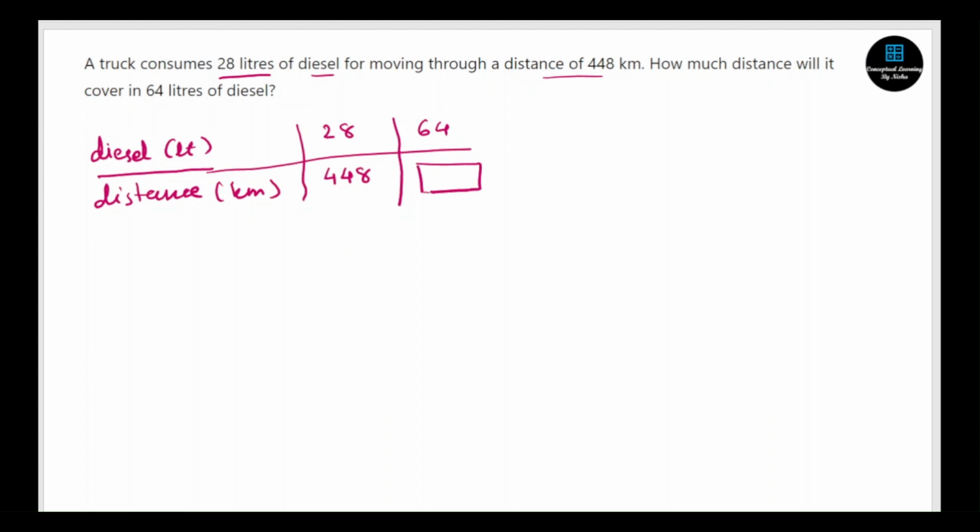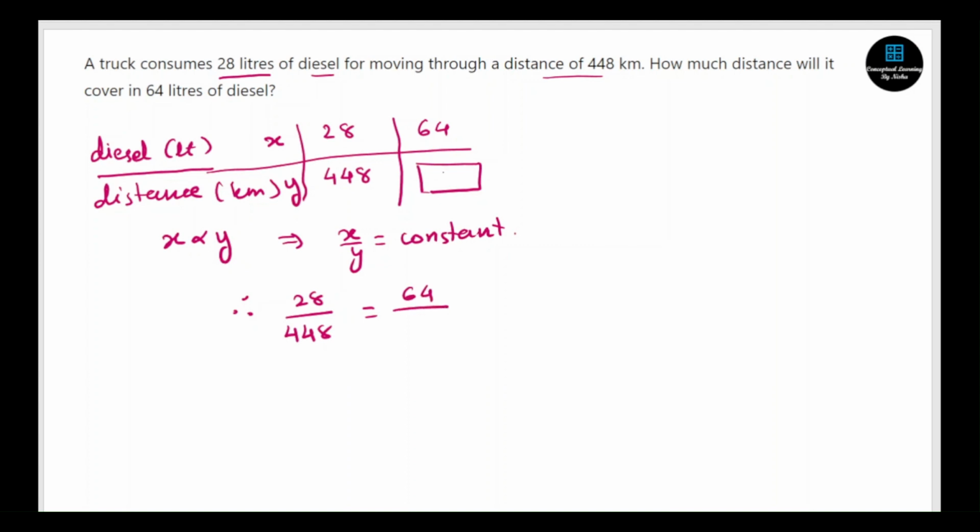Now I can write, as they vary directly, right? So this is my x value, this is the y value. So I can say x is directly proportional to y, which gives me x upon y equals a constant, right? So what I can say, 28 upon 448 equals 64 upon this value, let's say this is y, correct? So I'll take this as y and now I can find this y. So y equals, now see, whenever you have to find this, just cross multiply these two, okay?